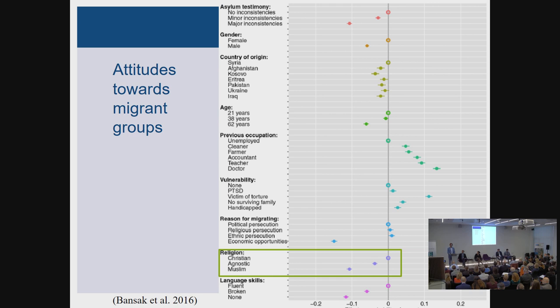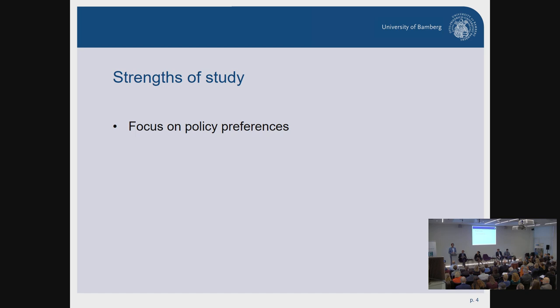But on the other hand, we don't know anything about which specific attitudes people have towards specific regulations. We have only first results now from this study. So I see several strengths of this study, several contributions: the focus on policy preferences, but also the differentiation of different policy dimensions, because often we think people just differentiate between restrictive and more open policies, but people might actually have different preferences on different dimensions of policies.